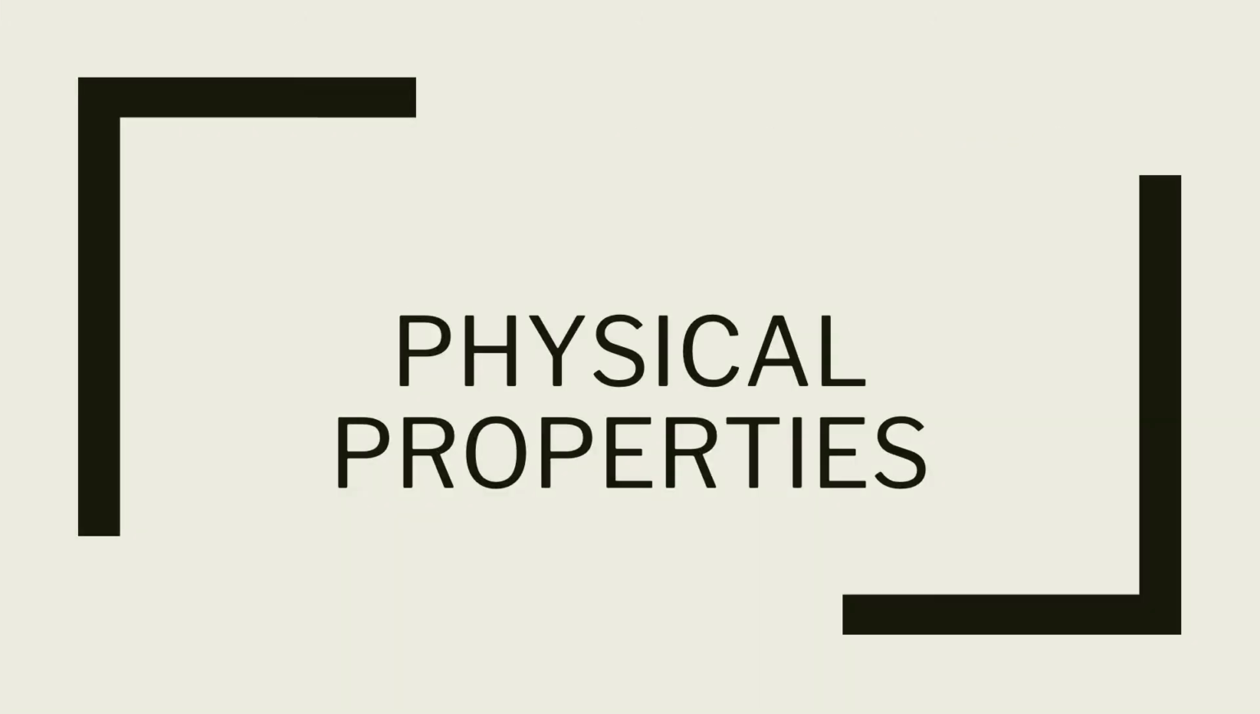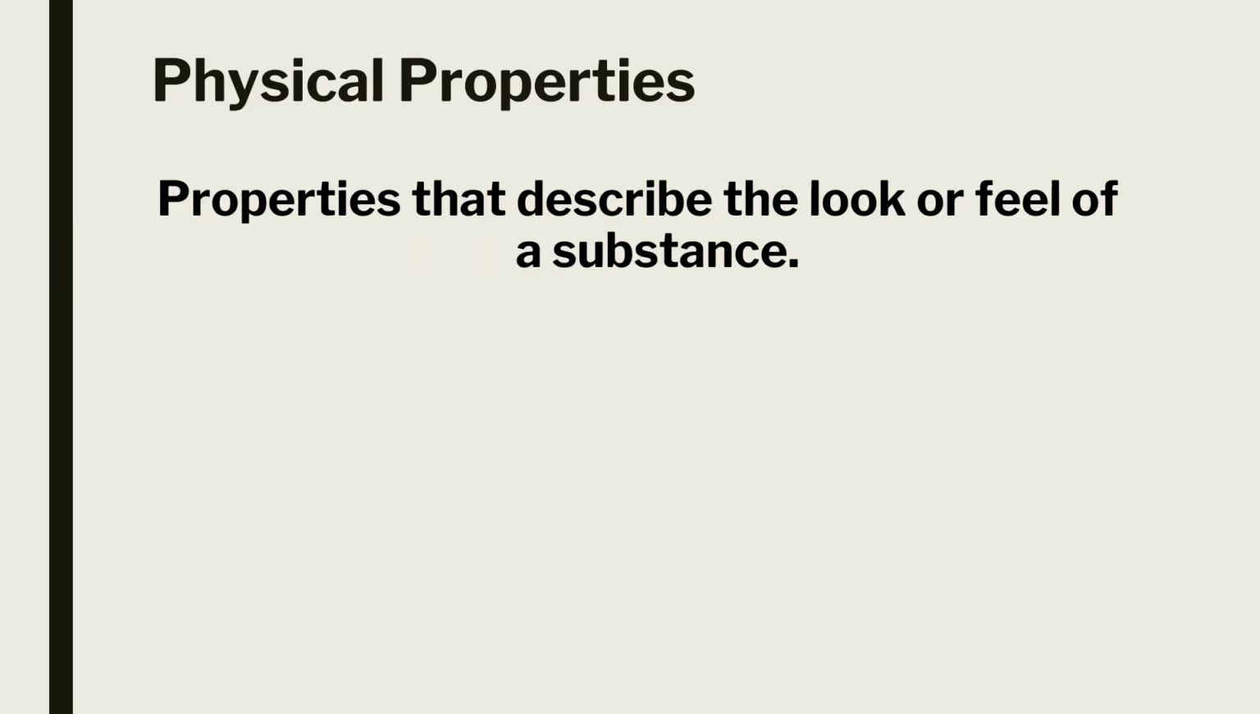Let's talk about physical properties. A physical property can be described using a look or a feel, kind of like those qualitative observations. So, for instance, color is a physical property. If I look at something and say, that's blue, I don't change the makeup of the material, right?